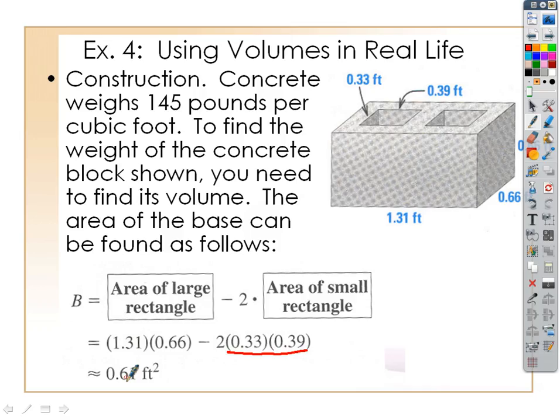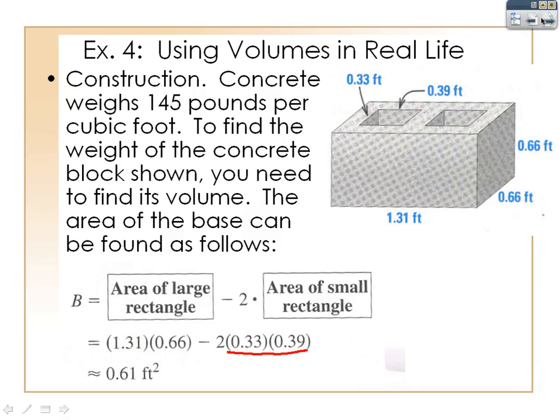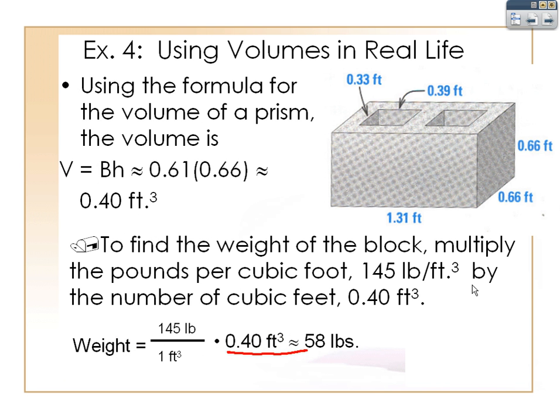So then all I have to do to get the volume of concrete is multiply by the height, 0.66, right? If I take 0.61 times 0.66, I get about 0.40, and that would be cubic feet. If I multiply 0.40 cubic feet by the density of concrete, 145 pounds per cubic foot, I get about 58 pounds. So that's a pretty big block, 58 pounds. Yeah, that's heavy. Okay, make sense?